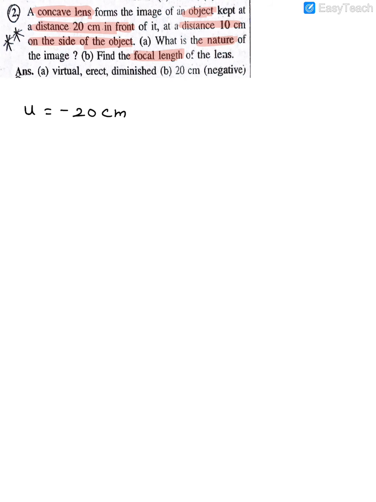Distance is 10 centimeter on the side of the object. V is equal to what? Plus 10. No, on the side of the object they said, right? So we'll take it as minus only, minus 10. F is equal to question mark. And okay, that's all.